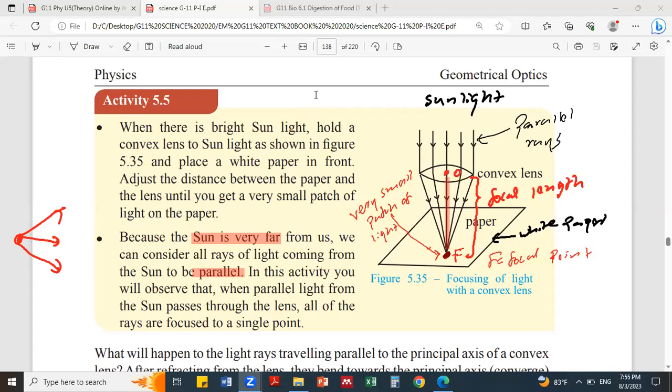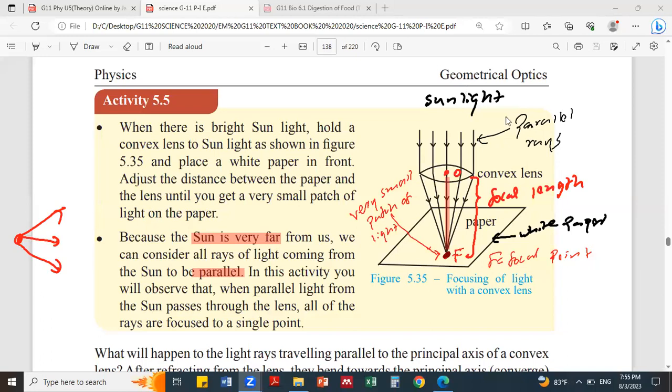If you put your finger on the skin here, at this focal point, what happens? The cells can get burned. If you keep it for a longer period, you can feel the heat. Understood? So this is very important. This practical, textbook activity 5.5, they have given how to do it, right?